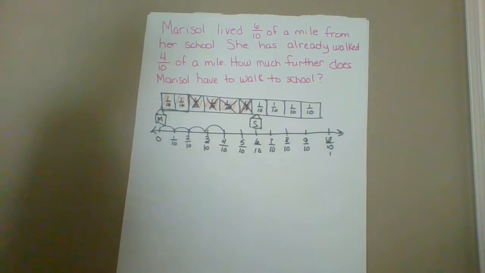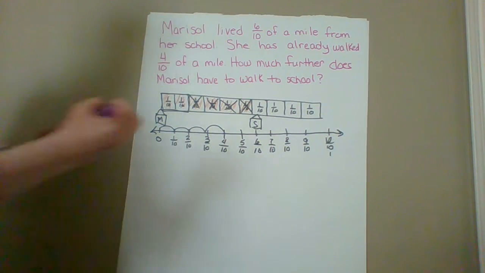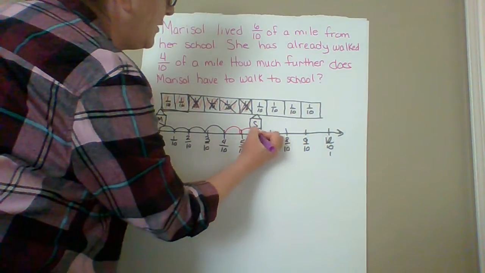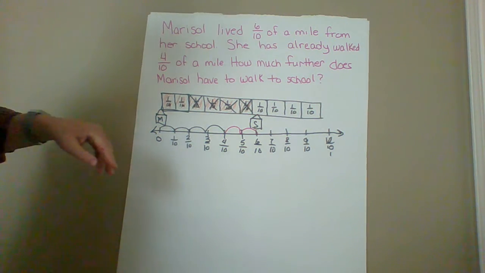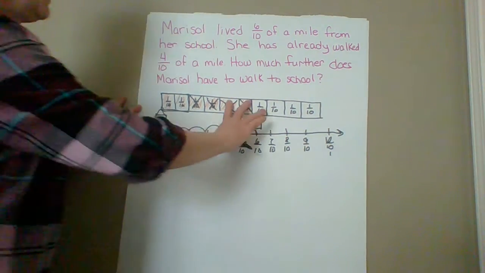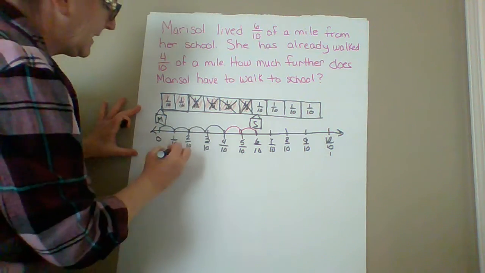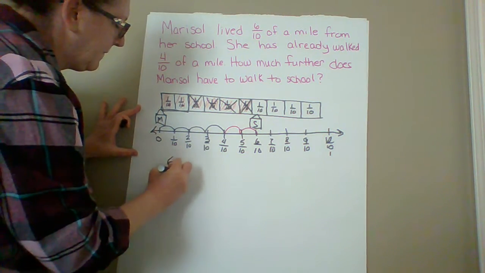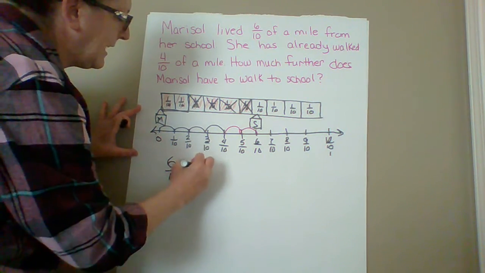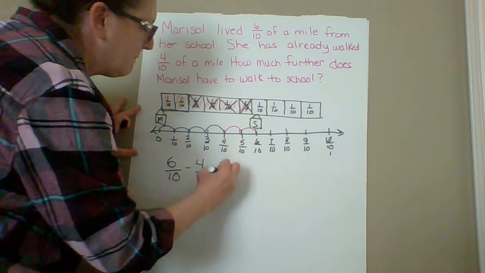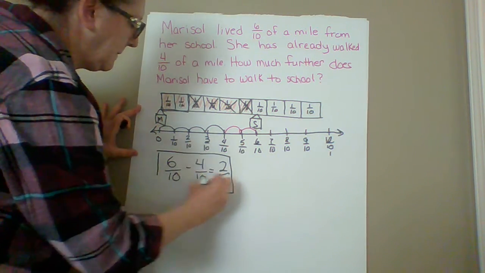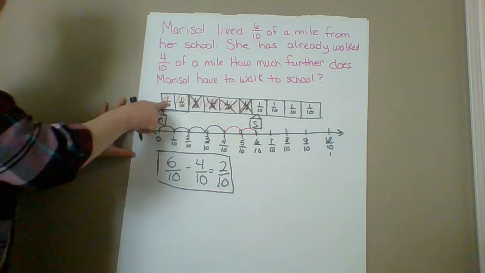How much does she have left to walk? She has 1 tenth, 2 tenths left to walk. So as we're writing a representation, I'm going to write an equation. Up here what I did is I had 6 tenths. I took away 4 tenths, and that left me with 2 tenths. That really matches what we did there.